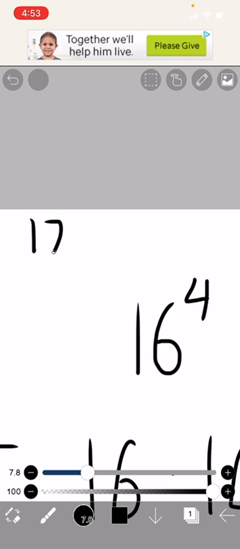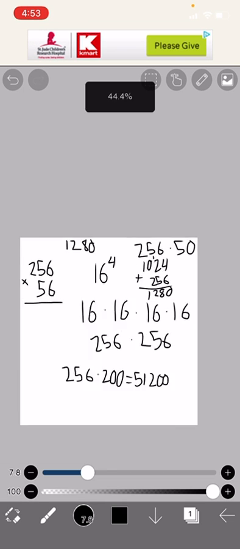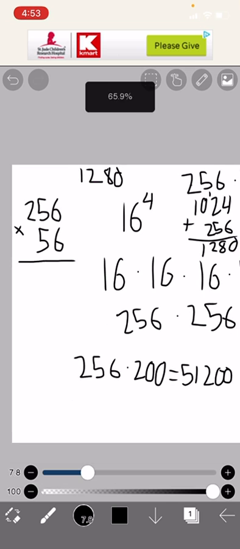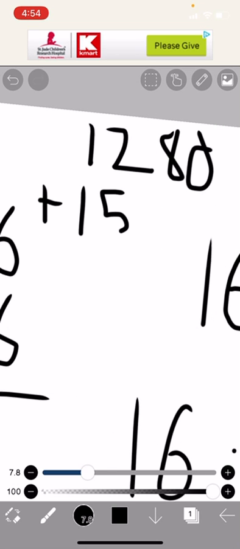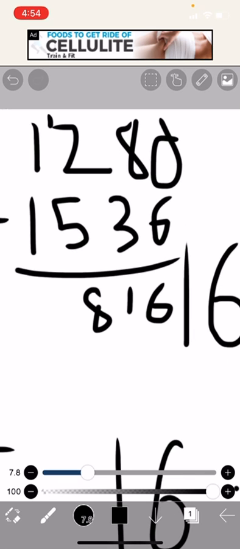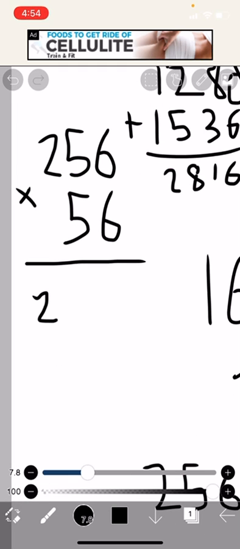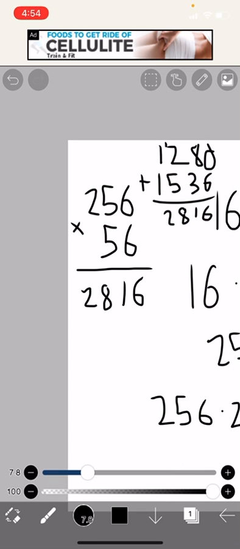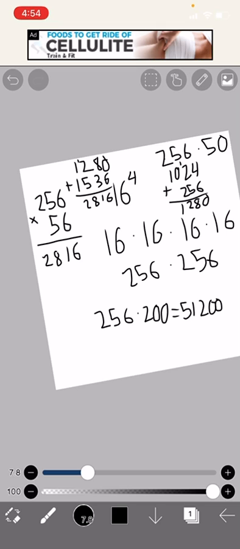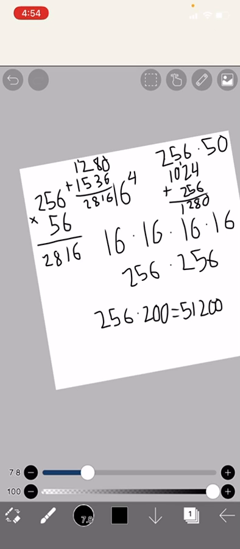We're missing 5. No, we're missing 6. 256 times 6 is going to be 512 times 3, or 1,536. So plus 1,536. 0 plus 6 is 6, 8 plus 3 is 11, carry the 1, 3 plus 5 is 8, and 1 plus 1 is 2. So then we get 2,816. Okay, so now what we can finally do to get our answer is to add this.